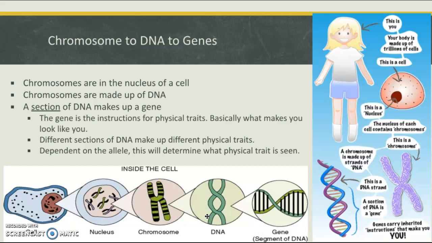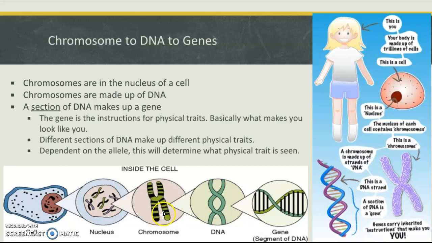physical traits. Physical traits are things that we can see physically on a person. For example, on you, different physical traits are your eye color, your hair texture, mouth shape, eye shape, eyebrow shape, things like that. So it's basically what makes you look like you. Different sections of DNA, or genes, make up different physical traits.